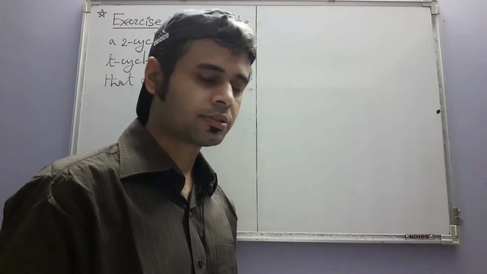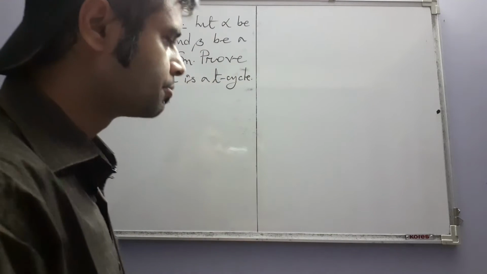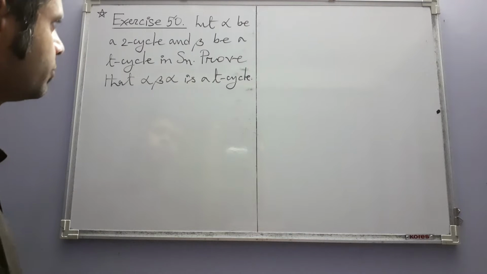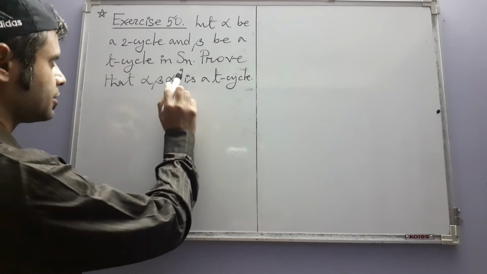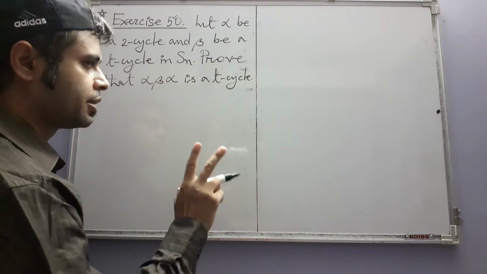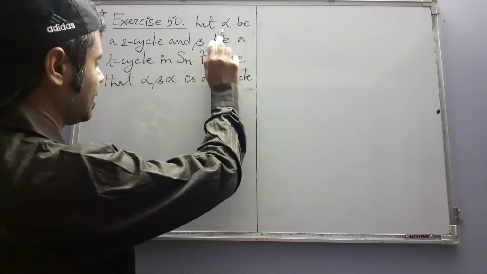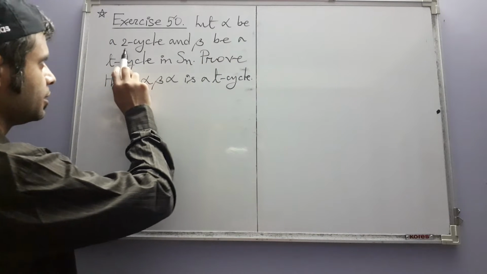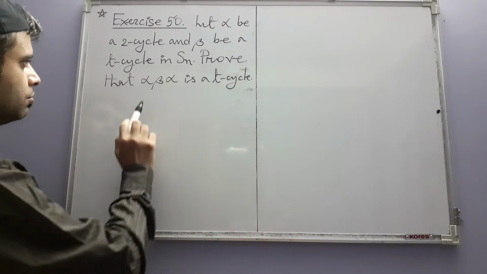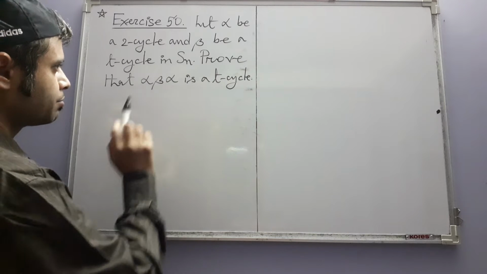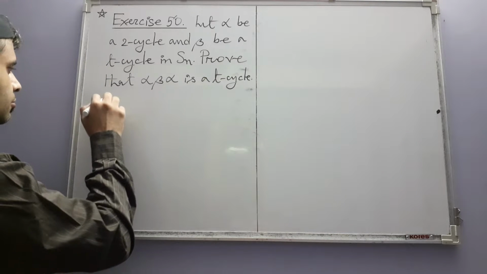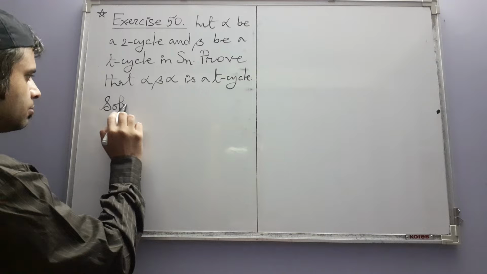Okay, so let us continue our permutation group exercises now with this one. Again, we are in the symmetric group of degree n, Sn, where now we are considering two cycles, alpha and beta. Alpha is a 2-cycle and beta is a t-cycle. We have to prove that then alpha beta alpha is also some t-cycle. So let's see the solution.